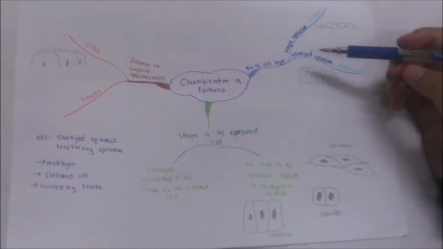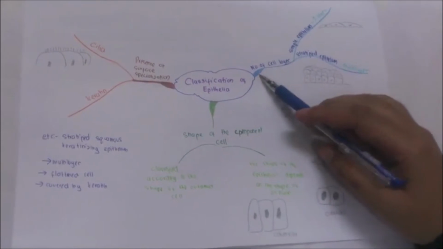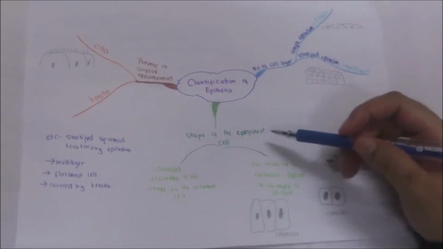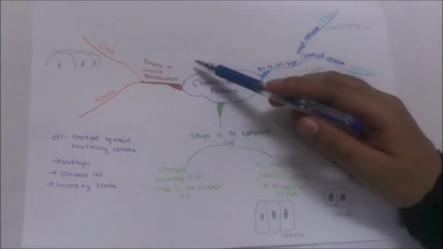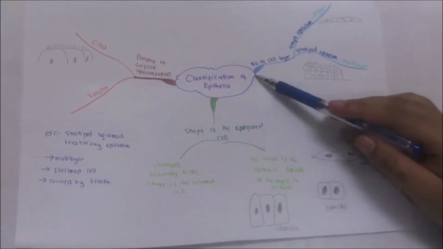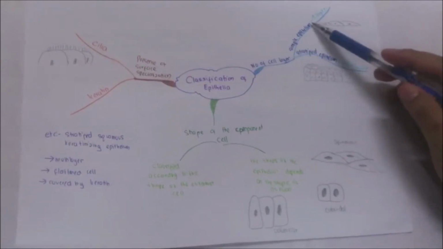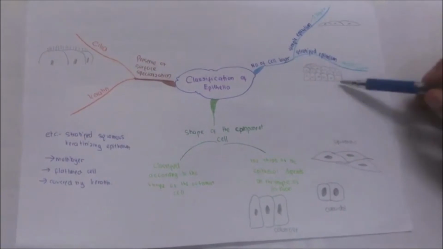Epithelia are classified by 3 morphological characteristics. The first is the number of cell layers. The second is the shape of the component cells when seen in a section taken at right angles to the epithelial surface, and also the presence of surface specializations. For the number of cell layers, it is divided into 2: simple epithelium, which consists of only 1 layer, and stratified epithelium, which is multi-layered.